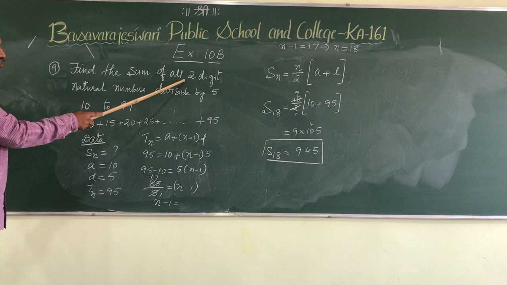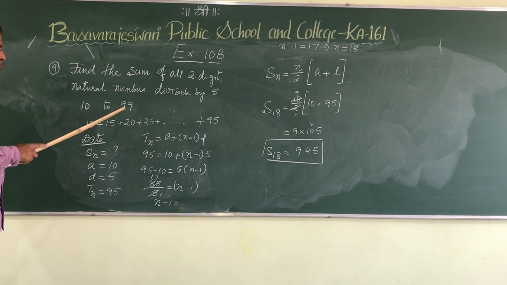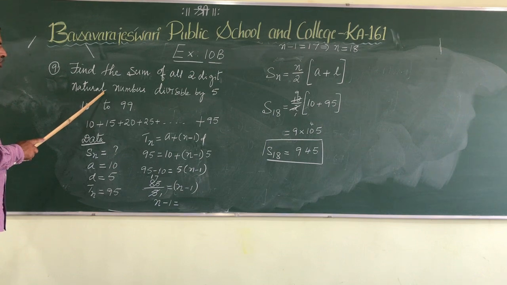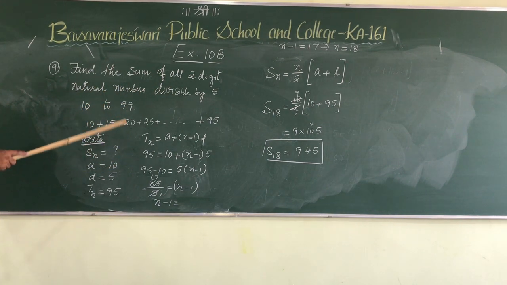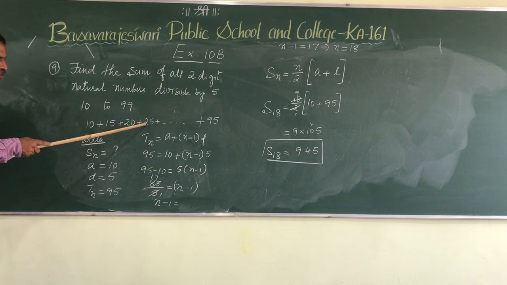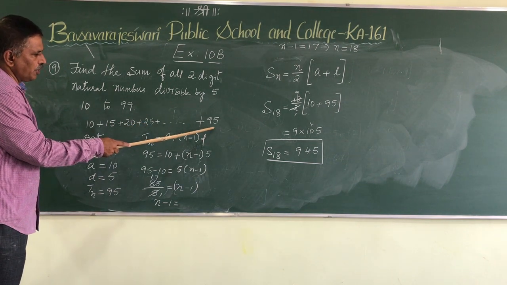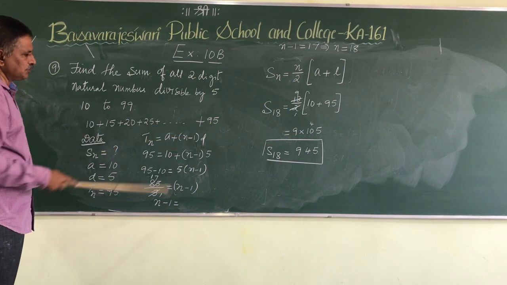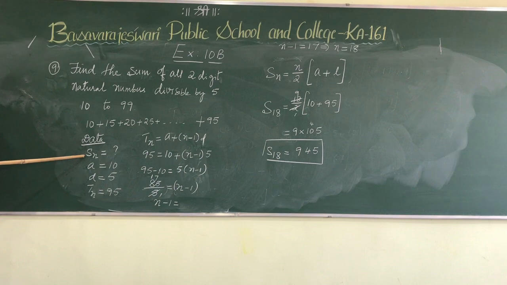I'll repeat again. According to the given question, we are supposed to find out the sum Sn of all two-digit numbers. Two-digit numbers start from 10 to 99, and those two-digit natural numbers should be divisible by 5. So I can take 10, but 11, 12, 13, 14 cannot be taken. The next number is 15, because 11, 12, 13, 14 are not divisible by 5 exactly. The next numbers will be 20, 25 and so on, and the last number will be 95. In the sequence, A is the first term, that is 10, the common difference is 5, and the last term is 95.